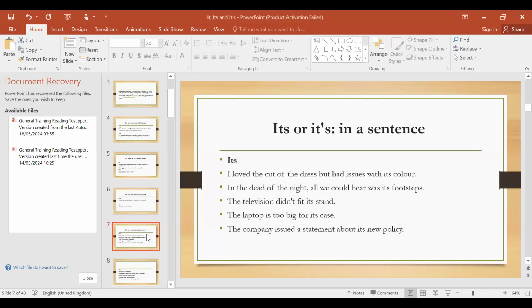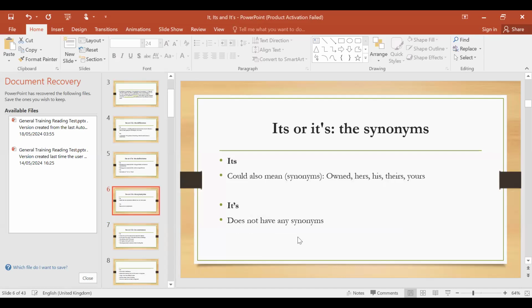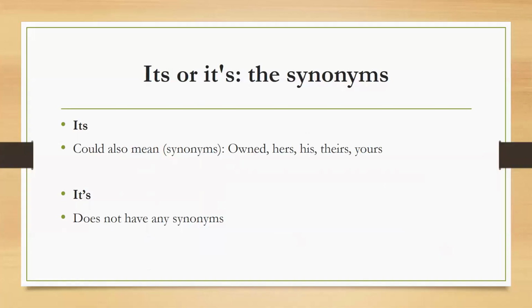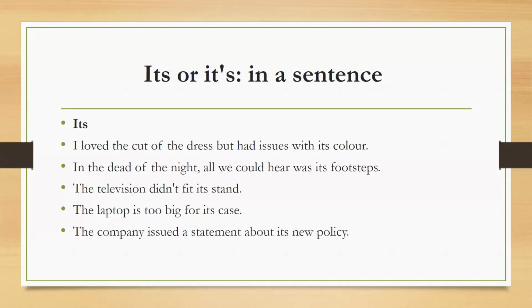Okay, so where did we get to? Let's see. Yeah, I think I jumped something. Let me go back and make sure. Okay, so "its" could also mean own, hers, his, theirs, yours. The one without the apostrophe has synonyms, words that are similar in meaning. But the one with the apostrophe does not have any synonym. It is one of its kind. Okay, so please remember that.